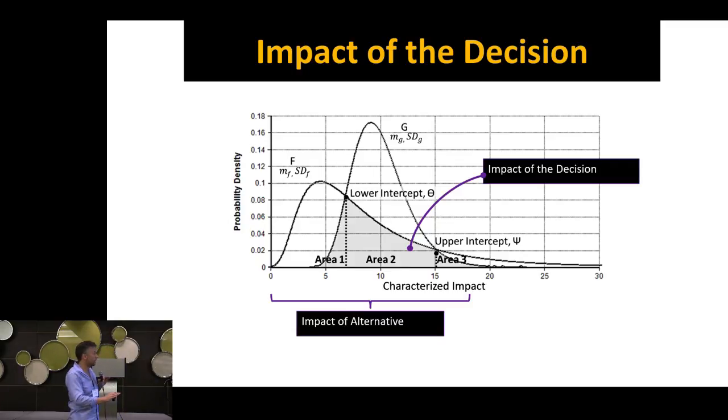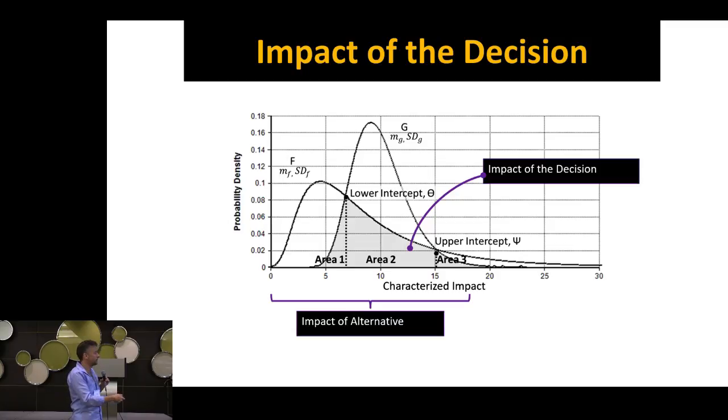To do that, we take the performance of each alternative on a criterion. So this would be a single criterion, and we've made up units of characterized impact. We recognize that those performances are not best represented by point estimates, but by probability density functions. We list these probability density functions, and this is a difficult one here, because we have one technology with a narrow uncertainty band and one technology with a broad uncertainty band, and the impact of the decision is different than the impact of the technology. The impact of the decision depends upon the difference between the two, not the absolute measure.